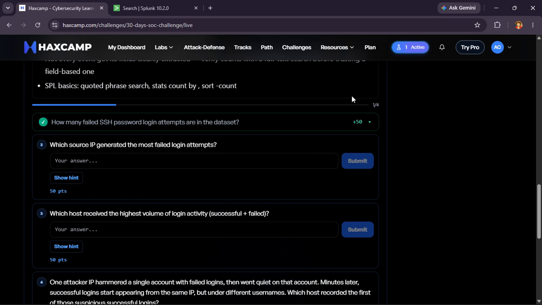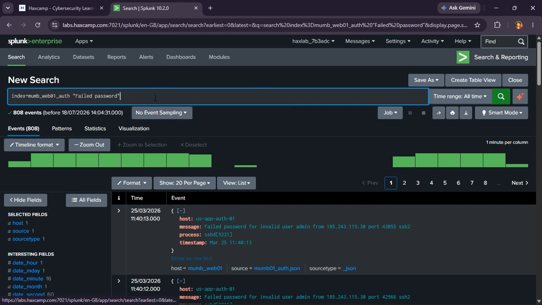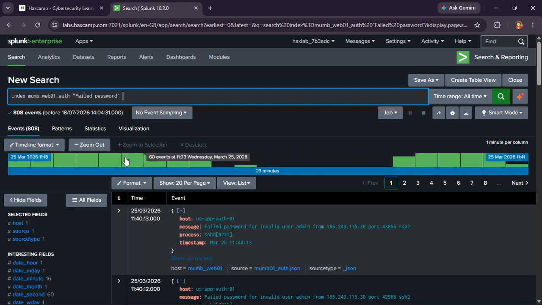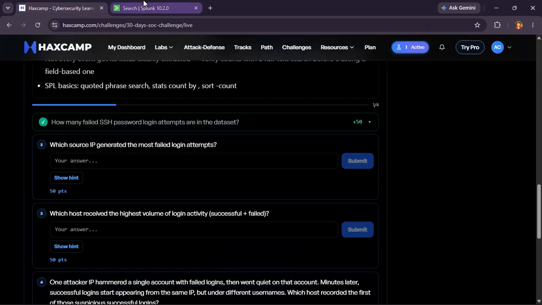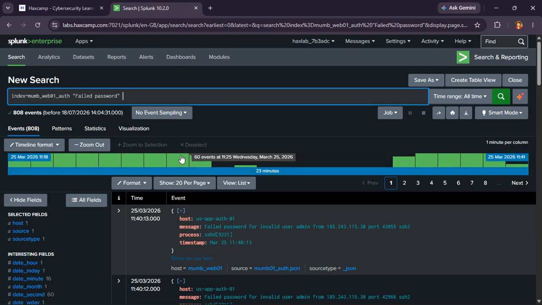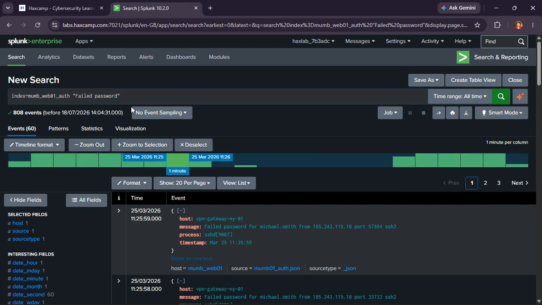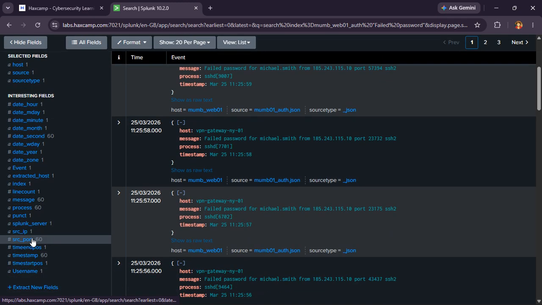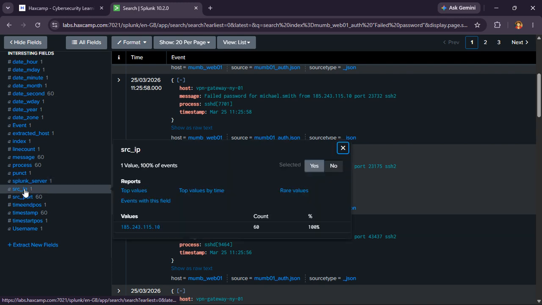Which source IP generated the most failed login attempts? We need to search with this respectively. I need to search IP. Okay, the question is which IP, meaning the source IP. We need the source IP, which is this, generating the most failed password attempts.